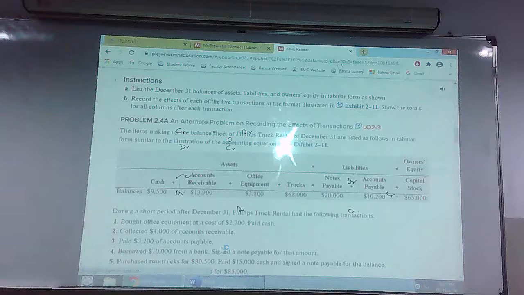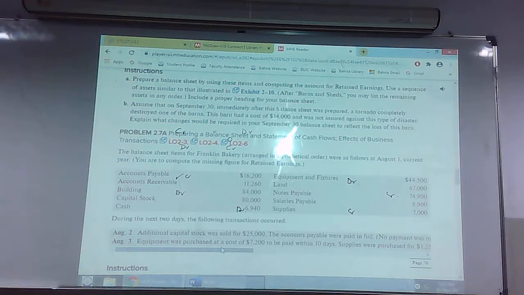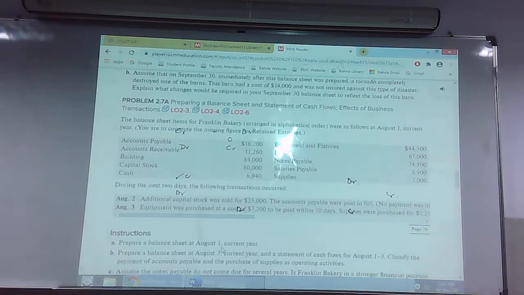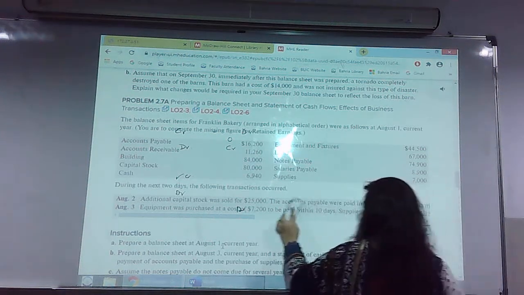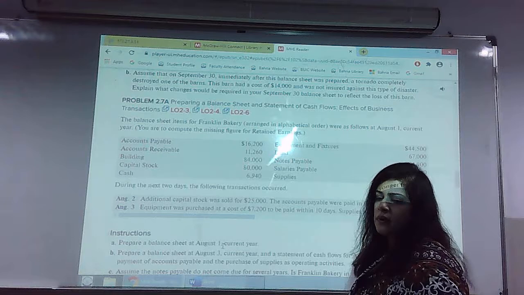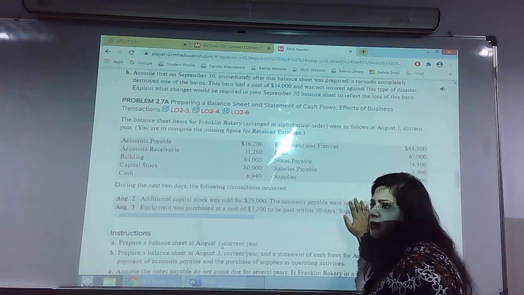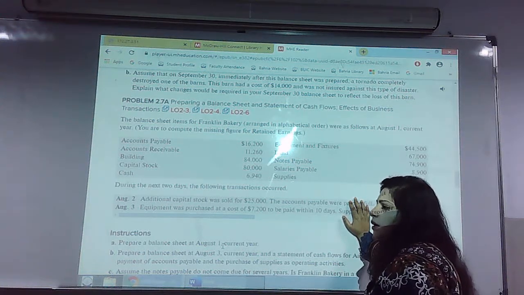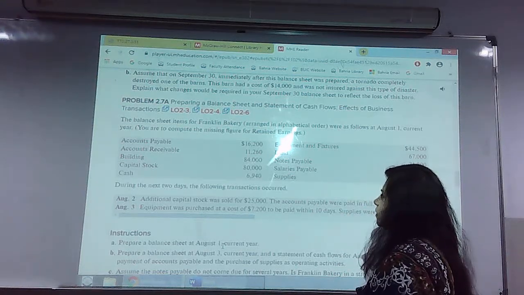Now let's look at this question. It's a very important question. Notice that in chapter 3 we've done the revenue portion. In here you are supposed to make the balance sheet. You have to do the demonstration problem, the accounting equation, and all the examples that have been done in the chapter. Then you'll be able to handle this problem.